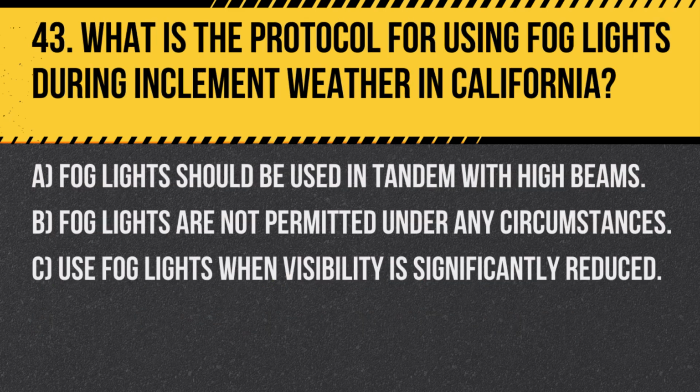Question 43. What is the protocol for using fog lights during inclement weather in California? A. Fog lights should be used in tandem with high beams. B. Fog lights are not permitted under any circumstances. C. Use fog lights when visibility is significantly reduced. Answer: C. Use fog lights when visibility is significantly reduced. Fog lights are designed to improve visibility near the road surface, particularly in fog, rain, or snow.